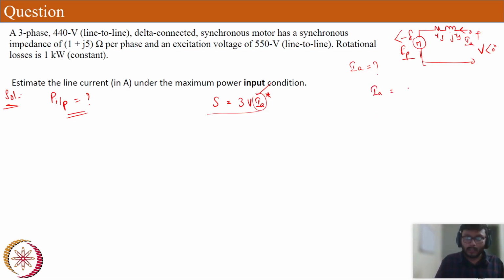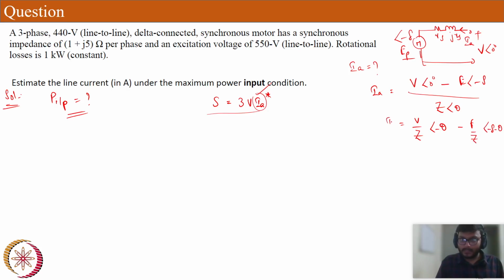It's very simple. V at an angle of 0 minus E at an angle of minus delta, divided by Z at an angle of theta. Theta is the power factor angle, right? If we simplify further, it is V by Z at an angle of minus theta minus E by Z at an angle of minus delta minus theta. This is IA. Now what is IA star? V by Z at an angle of theta minus E by Z at an angle of delta plus theta.